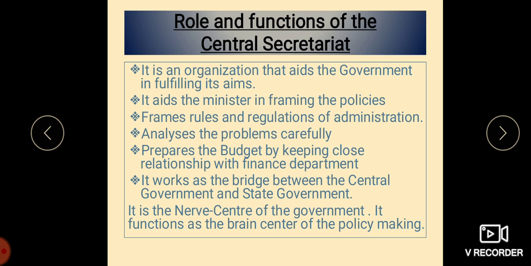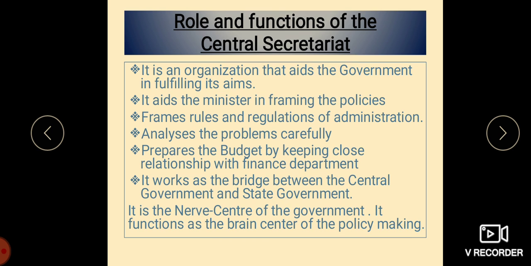Now we will move on to the roles and functions of the Central Secretariat. The Secretariat is an organization that aids the government in fulfilling its aim. First, it advises the ministers in framing the policies. Secondly, it aids the ministers in performing their legislative duties. Thirdly, it frames the regulations and administration. Fourthly, it analyzes the problems carefully. It also prepares the budget by keeping a close relationship with the finance department.